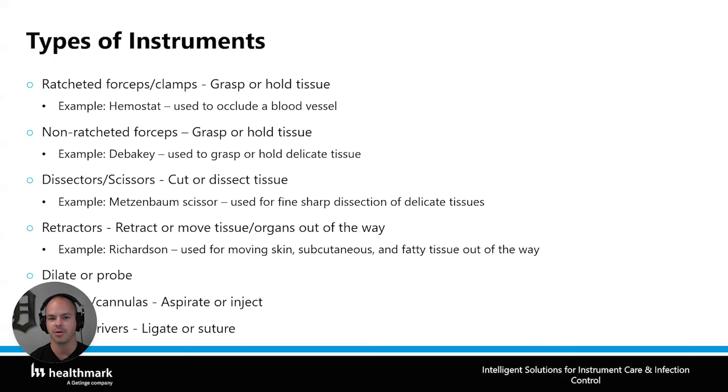And remember, a slide or two ago, we talked about the self-retaining retractor. So nobody's holding a self-retaining retractor. You're just putting those in, setting them up, and then they stay open on their own, which frees up the hands of the surgeon or the assistants. Then you have dilators and probes, needles and cannulas, and needle drivers. Needle drivers are important because we use those to ligate or for suturing and closing wounds.